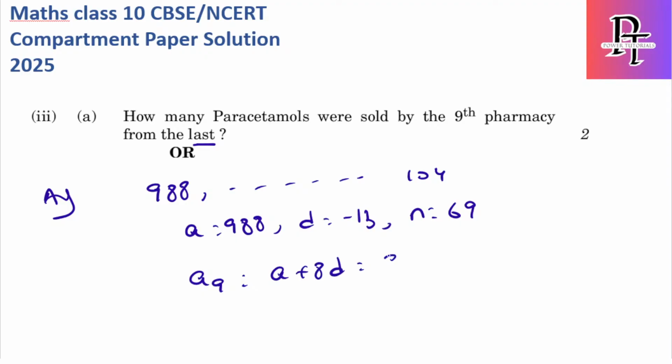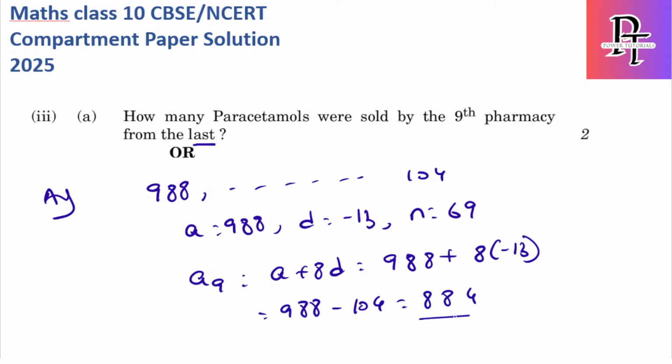So A value is 988 here, and 8. Now D is not 13, it is minus 13 because we are considering reverse order, not front order. So 988 plus, it's not plus, minus 13 8s. 8 3s are 24, 2 104. So this becomes 8 minus 4 is 4, 88. 884 is the answer for the 9th term.